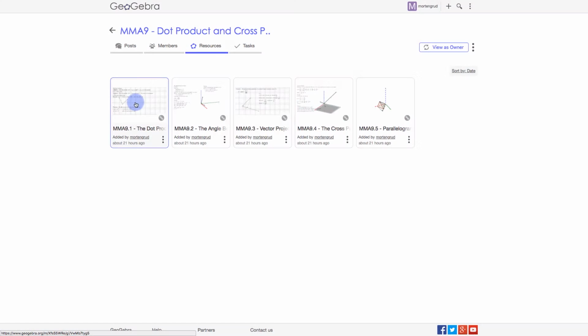The topics of today are dot products and cross products. These two products are different ways of combining two vectors to get a new object. So we start out with the dot product.